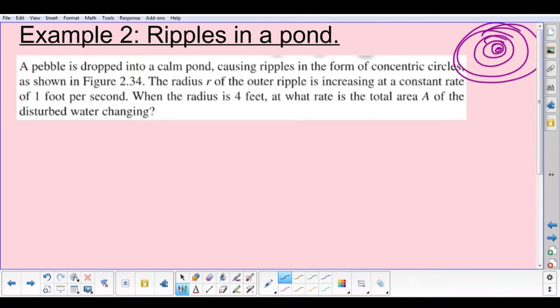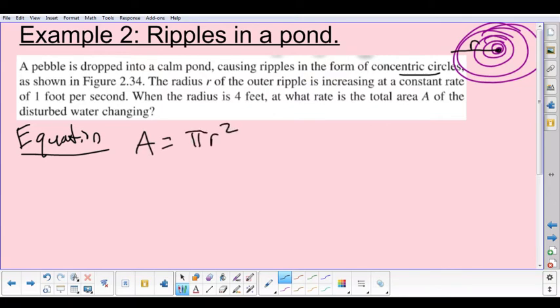When the radius is 4 feet, at what rate is the total area of the disturbed water changing? So first thing you've got to do is write our equation. What equation is going on here? I wasn't given one, but I was told this is forming concentric circles. If this is our radius, what is the area of a circle? Area of a circle is equal to pi r squared.